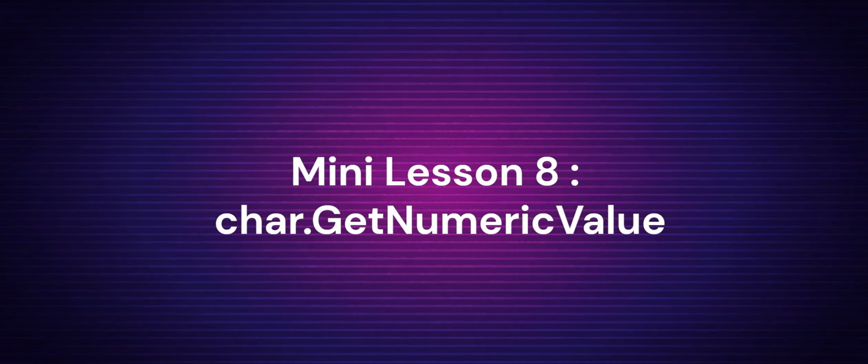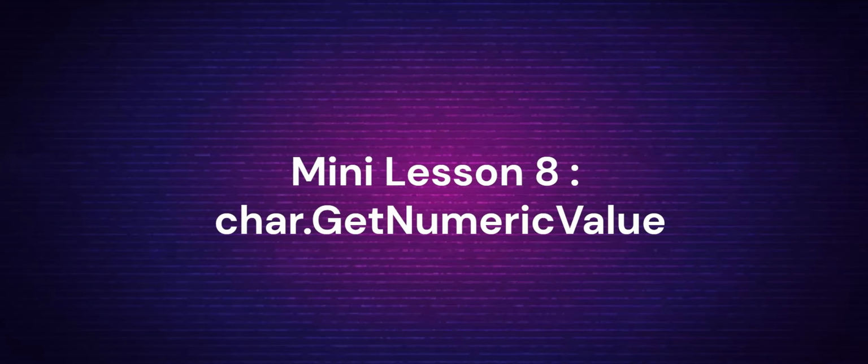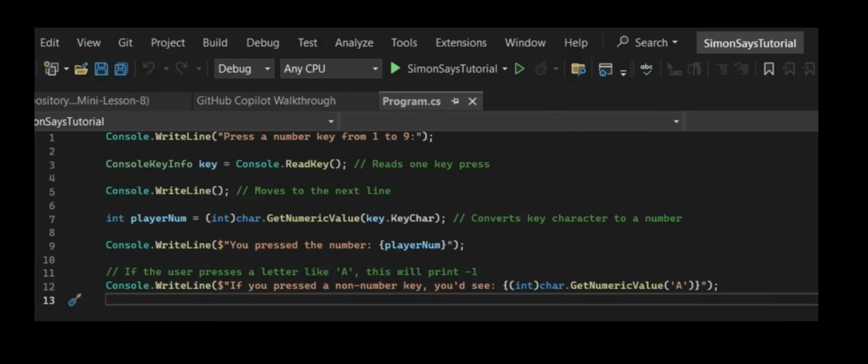Mini Lesson 8, char get numeric value. In this mini lesson, we'll learn how to capture a single key press and convert it into a number using char get numeric value. This is especially useful in games or applications where quick numeric input is needed, like in a Simon Says app. This technique allows us to accept key input without requiring the user to hit enter. It's a fast and interactive way to get simple number inputs.